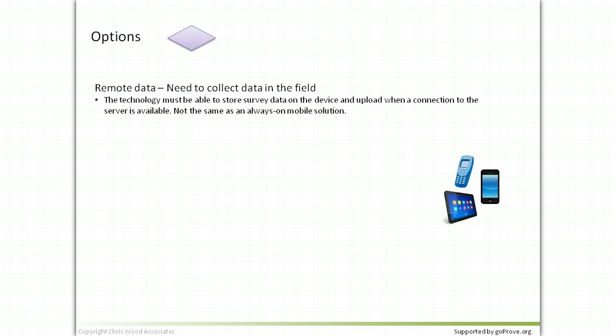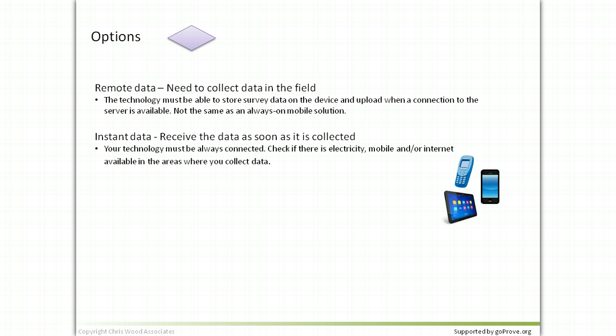So what are the options you need to consider when looking at mobile data collection? Remote data is the need to collect data out in the field. So your technology must be able to store the data on the device and upload that data when it's connected to the server again. This is not the same as an always-on mobile solution. Instant data is a mobile solution where we're looking to send the data back to the server as soon as it's collected. This means that your device must always be connected in some form. So therefore you need to check if there is electricity and mobile or internet connection in the area where you're collecting your data.